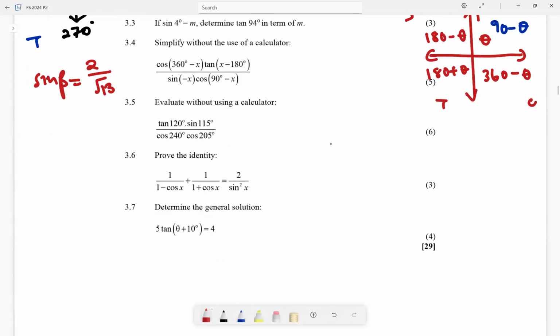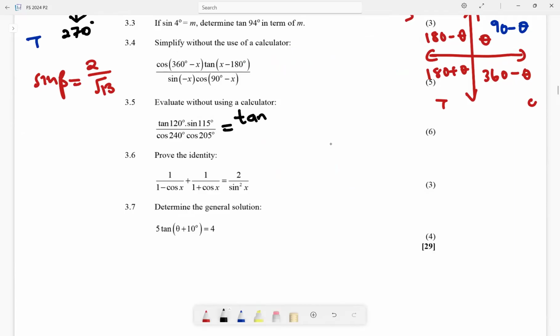All right. Now, evaluate without using a calculator. I also like these ones. This is where you have to use reduction. Here it was easy because you looked at this and said, okay, it is positive in there. But on these ones, what you have to do, you have to reduce them, okay? You have to reduce this into an acute angle or small angle that is less than 90.